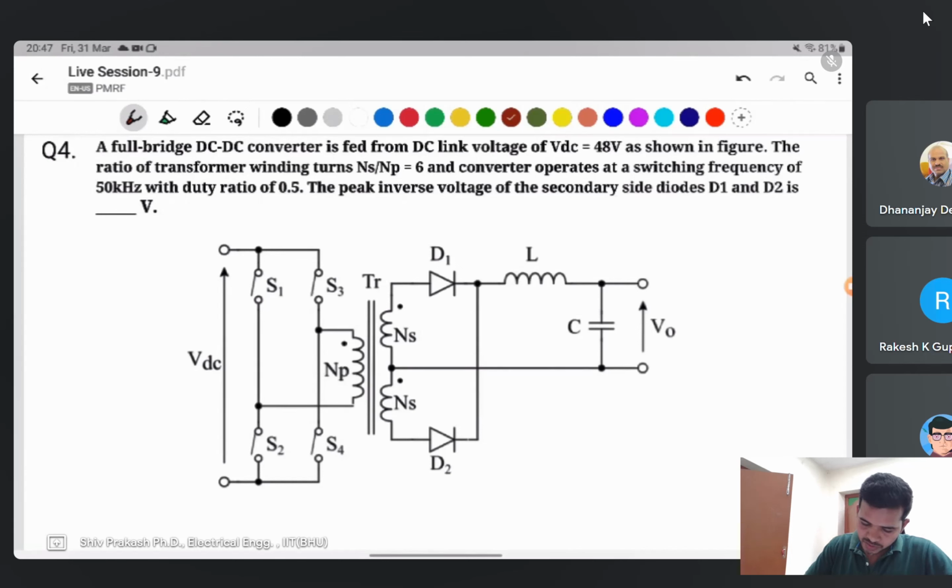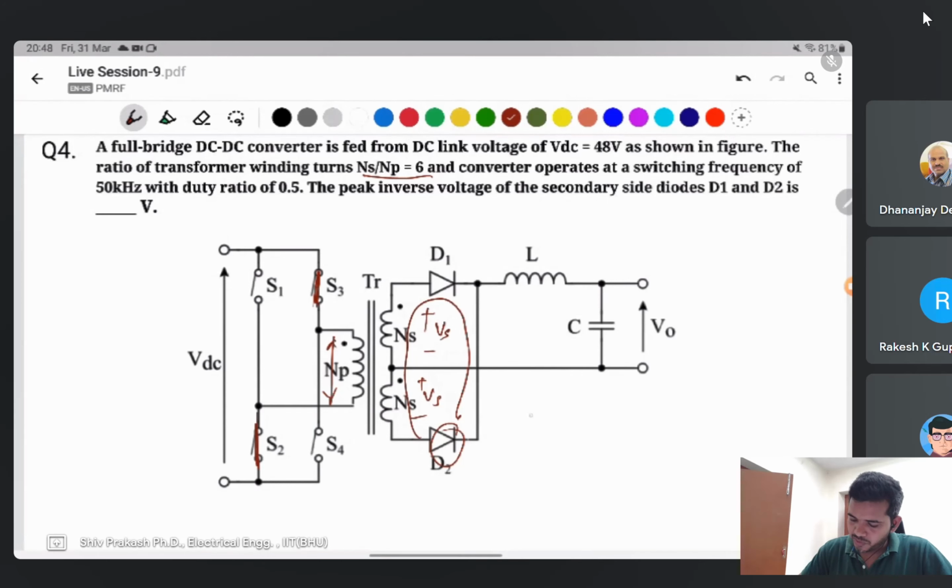Same thing: if this switch is on, VDC appears here. And what will be this voltage? Same, NS by NP into VDC. NS by NP is given as 6, into VDC is the VS, and this voltage is the same as here. This voltage occurs at diode D2.